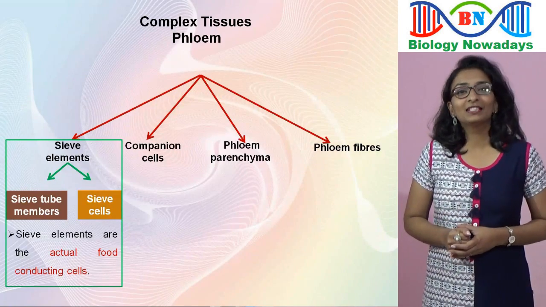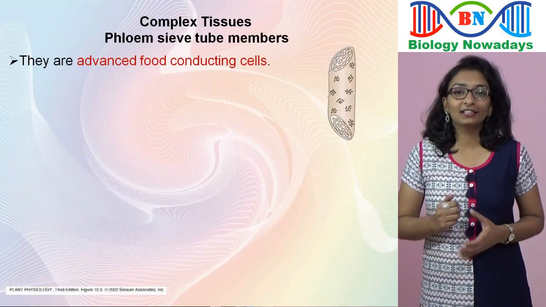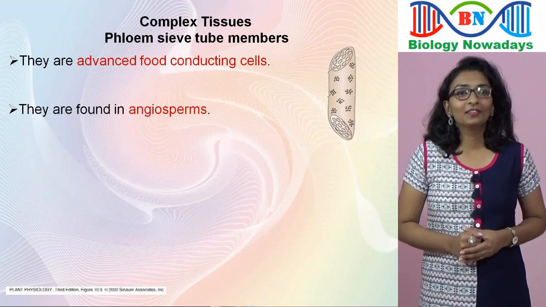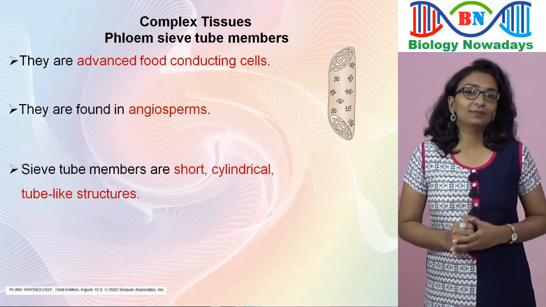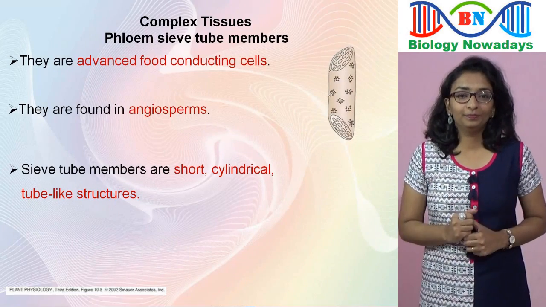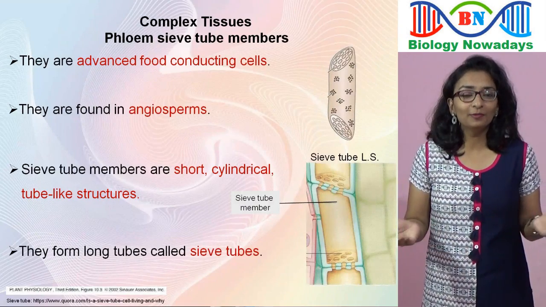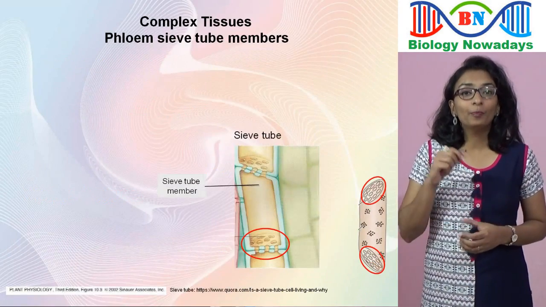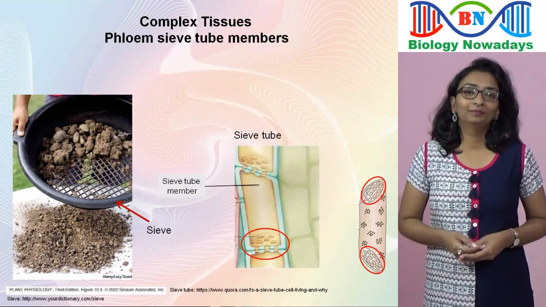First, let's learn about sieve tube members. Sieve tube members are the advanced food conducting cells and they are seen in the advanced plant group angiosperms. Sieve tube members are short, cylindrical, tube-like structures. They are arranged vertically, that is, one above the other, to form long tubes called sieve tubes, just like the xylem vessels. The end walls of the sieve tube members have pores like a sieve. So now you know how they got their name.